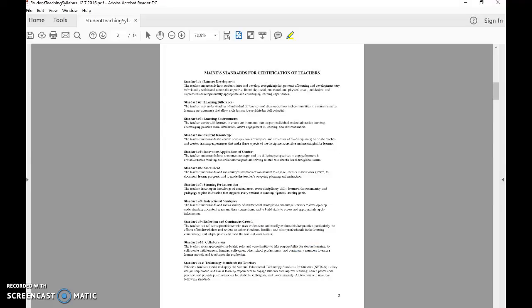Starting on page 3, we've listed the main standards for certification of teachers. These will become really important as you're thinking about the objectives of the course, but they'll also be incorporated into the assignments that I'll talk about later on during this flipped lesson.